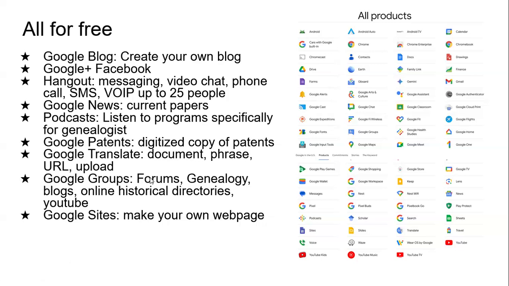Google Groups, there are tons of forums and genealogy and blogs and directories and YouTube videos. All of that you can get to and get help with your research and support and find people specifically looking for the same things you are. And there's also Google Sites where you can make your own web page to share your information with.